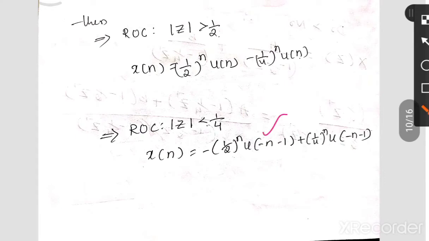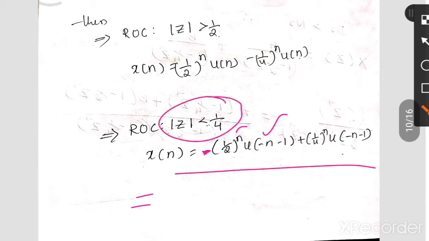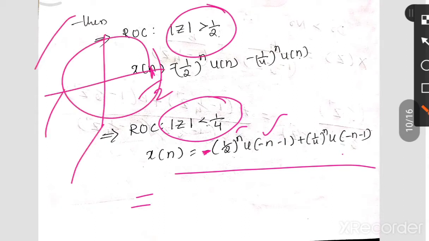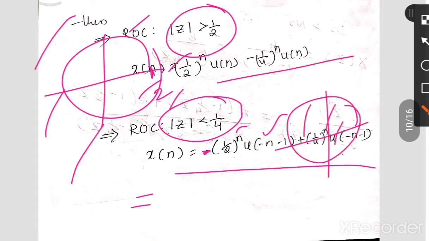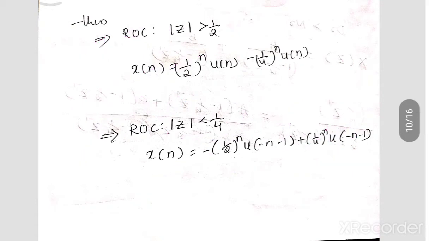Therefore it should be minus, so it is u of minus n minus 1. It should be written as minus 1 by 2 because your value should be negative. Therefore, minus 1 by 2 raised to n into u of minus n minus 1 plus 1 by 4 raised to n into u of minus n minus 1. So this is when the ROC is less. When the ROC is greater than 1 by 2, your ROC is outside the circle, therefore it should be positive. Now, the ROC is inside the circle, therefore your x of n is left hand sided.